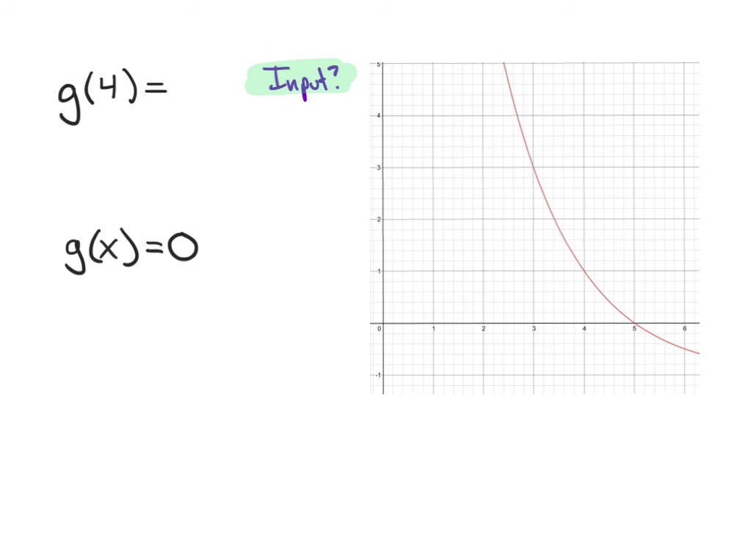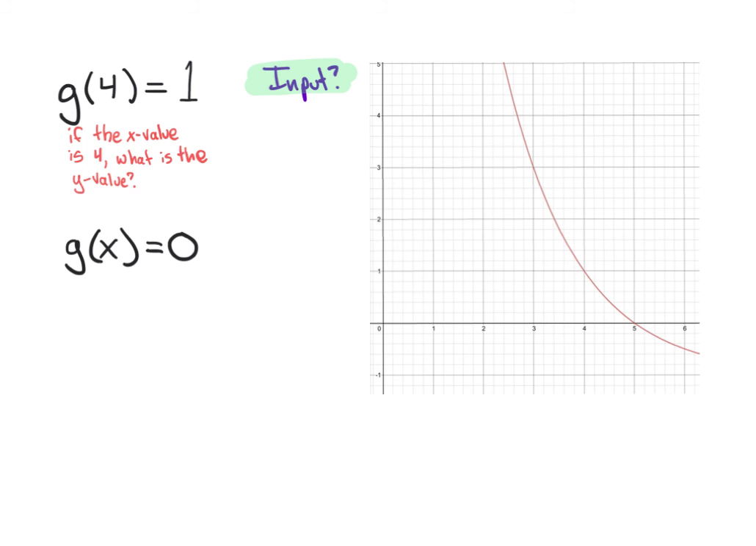When we are dealing with graphs, the input is the x value. So you can think of this first problem as saying, if the x value is 4, what is the y value? To answer that question, I find 4 on my x-axis and I go up or down until I bump into the graph. In this case, when I go over to 4 on my x-axis, I have to go up to get to the graph, and the y value at that point is 1. So g of 4 equals 1.